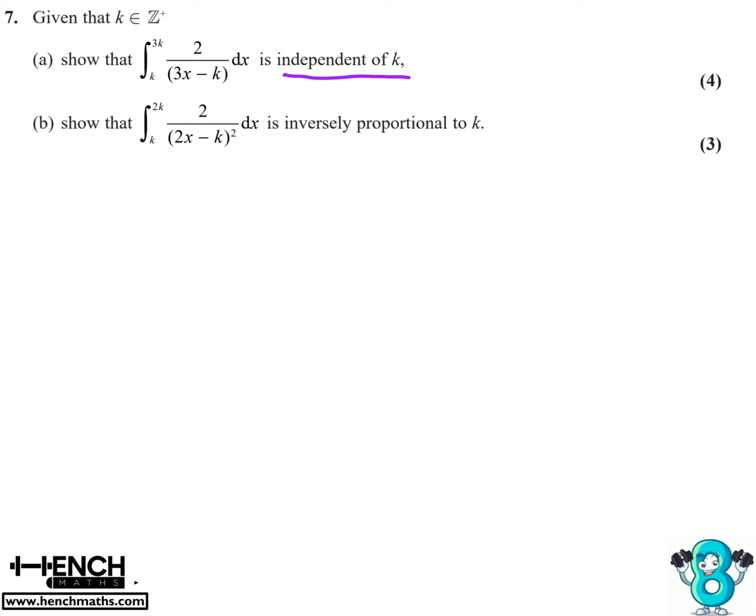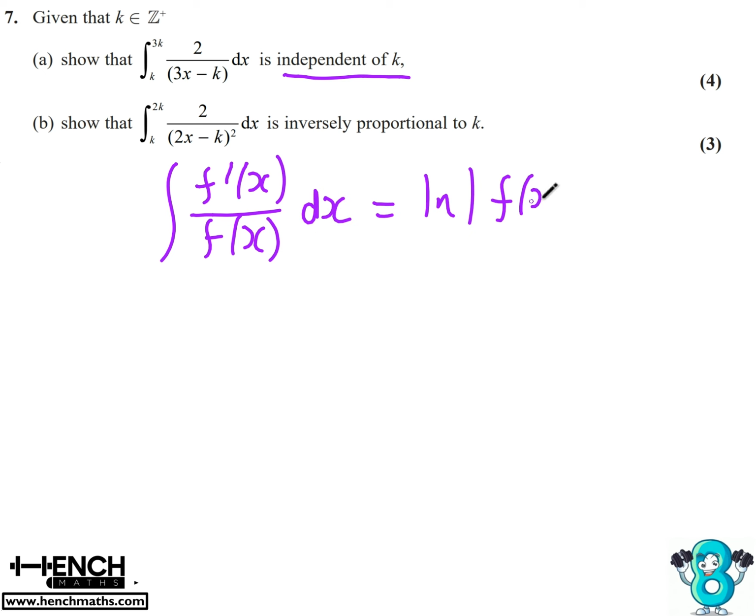If we remind ourselves of this idea that the integral of the derivative of a function over the original function is where we get a natural log. Because if you differentiate the natural log of a function, because of the chain rule, you get the derivative of the original. Integrating, we get this. Now if you differentiate 3x subtract k, you would just get 3. Now on the top we have 2, so that means that effectively our answer can be 2/3 of the natural log of our denominator.